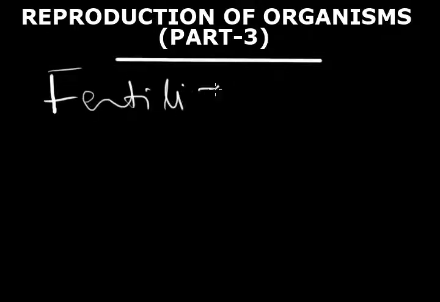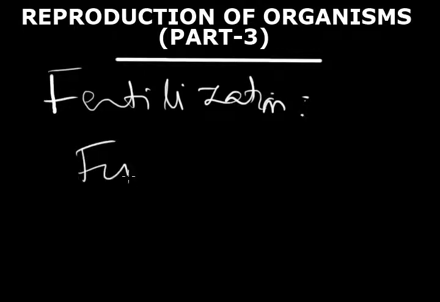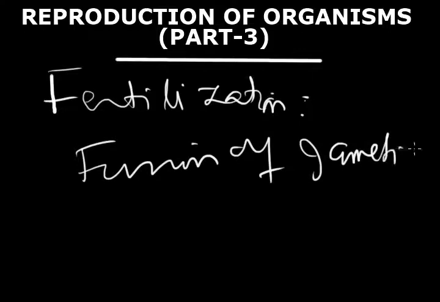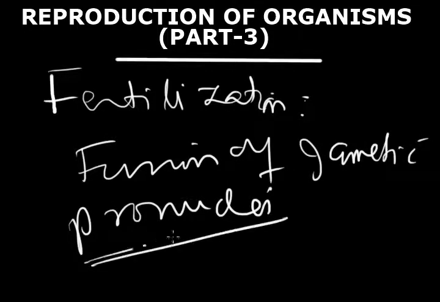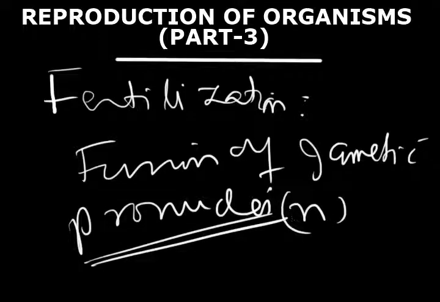The next part is fertilization. So what is fertilization? It can be defined as the fusion of gametic pronuclei. What is pronuclei then? The haploid number of n number of chromosome containing genomic nucleus is called pronucleus.